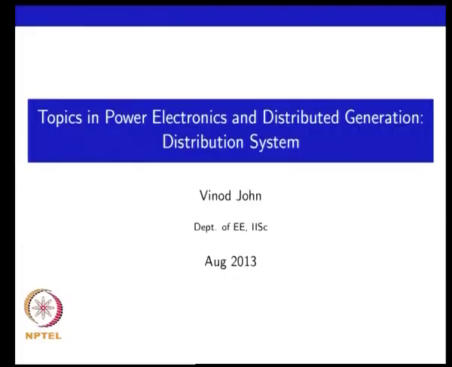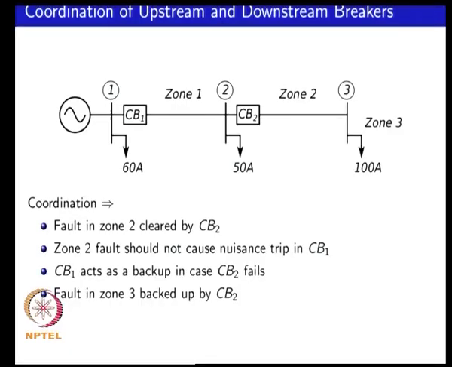Welcome to class 8. In the last class we were formulating the problem of coordinating an upstream and a downstream circuit breaker, so we will continue with that particular problem. We had circuit breakers 1 and 2, and the question was what do you mean by coordinating these two breakers. We discussed what should be the requirement, and the points discussed related to the requirements of the individual breakers.